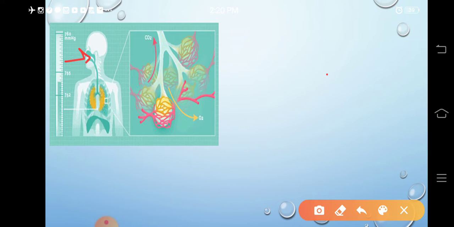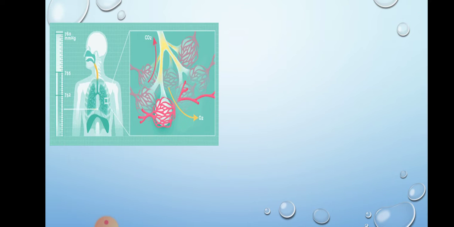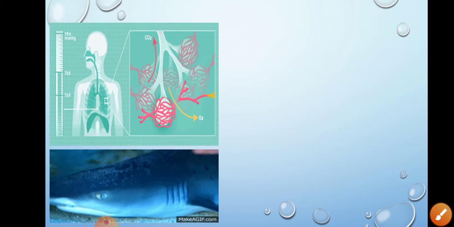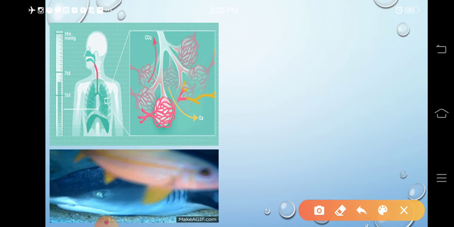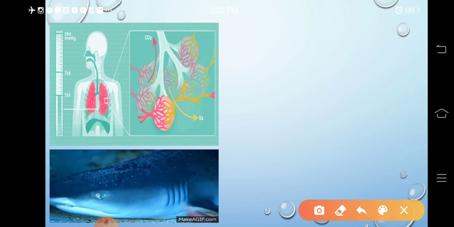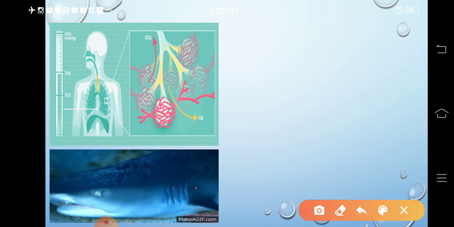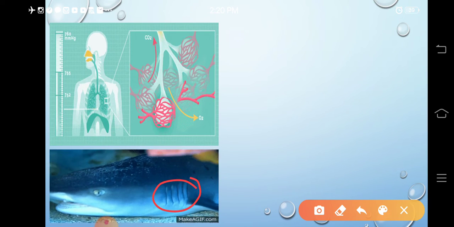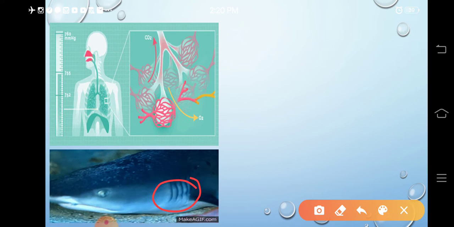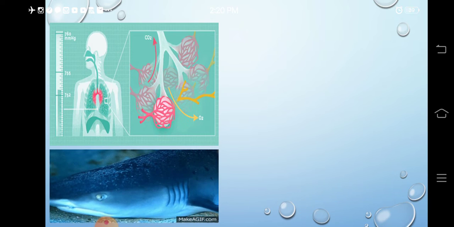And animals like fish use gills. Here in this picture you can see a fish, and that fish is respiring by means of this organ, which is nothing but gills. By using gills they can respire in the water.